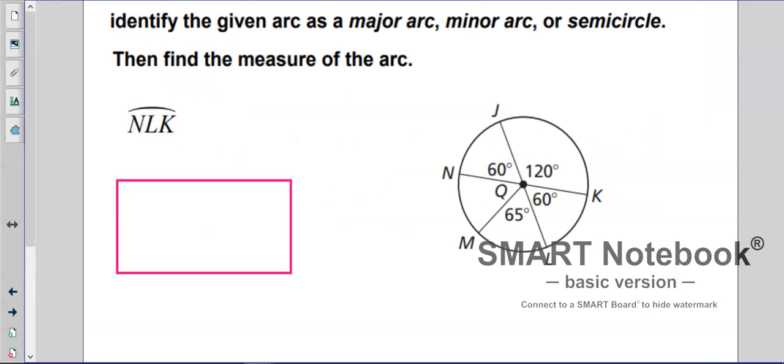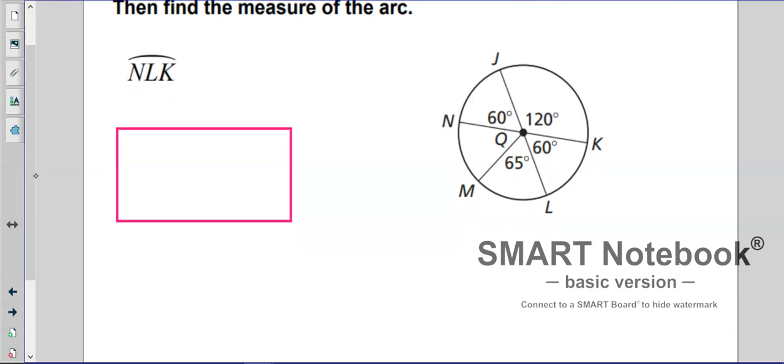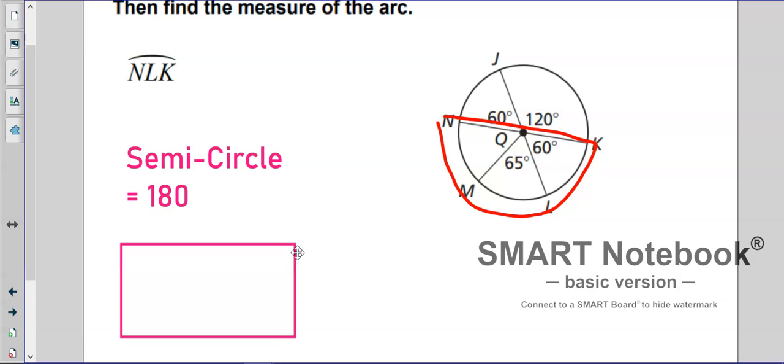All right, identify major, minor, or semicircle and find the measure. Well, NLK has to be a semicircle or a major. So N, L, K, semicircle, 180.